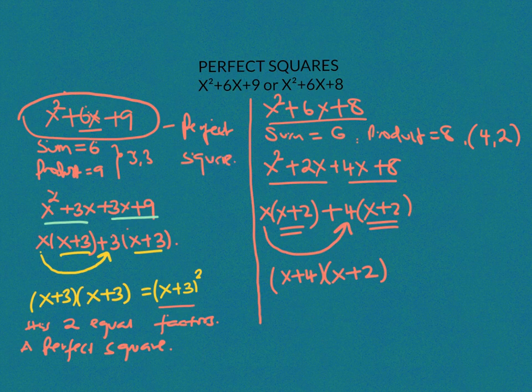On the other hand, x squared plus 6x plus 8, when factorized, leads us to x plus 4 and x plus 2, which are not identical, and therefore the expression x squared plus 6x plus 8 is not a perfect square.